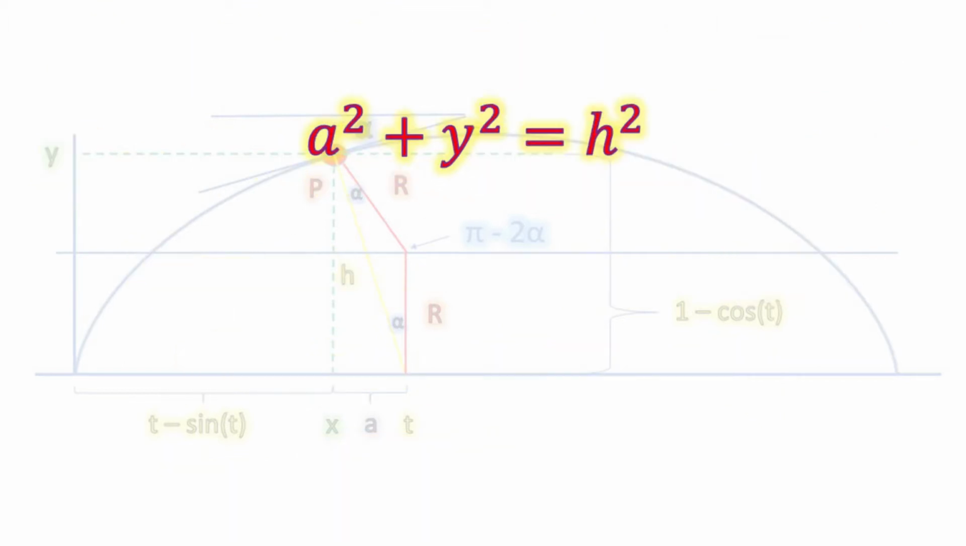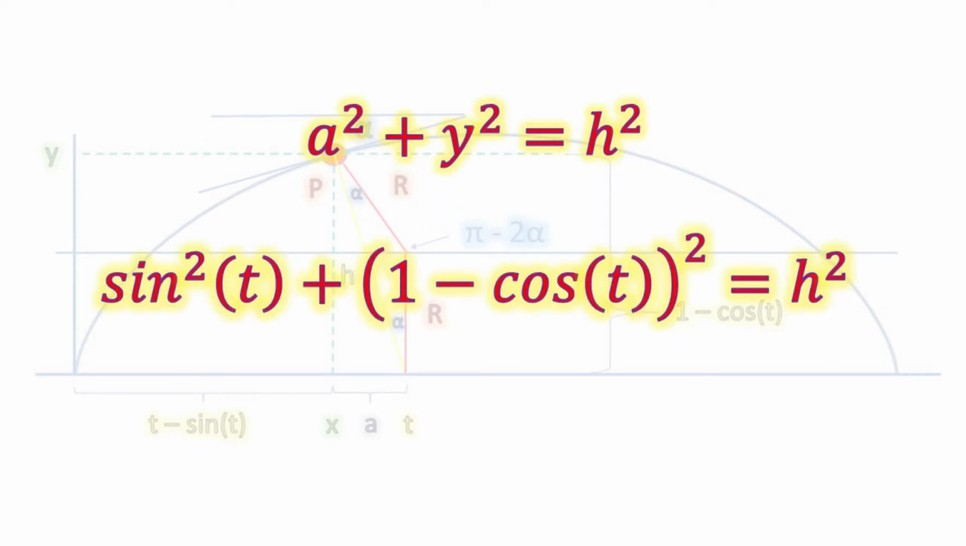Well, now into Pythagoras' theory. A squared plus b squared equals c squared. Well, in this case, we're going to use a squared plus y squared equals h squared. So replacing a gives us sine squared t plus replacing y with the parametric 1 minus cosine t, squared, will give us h squared.